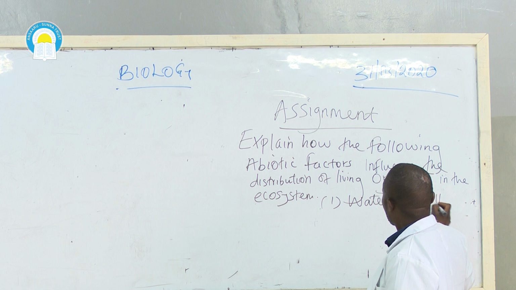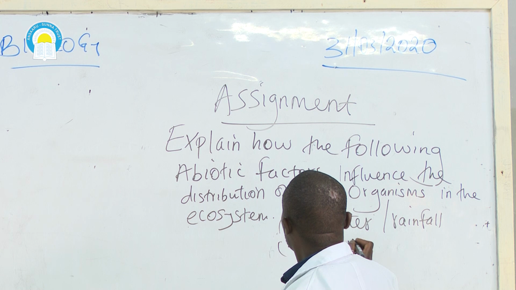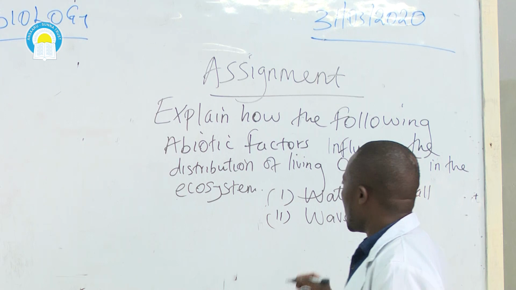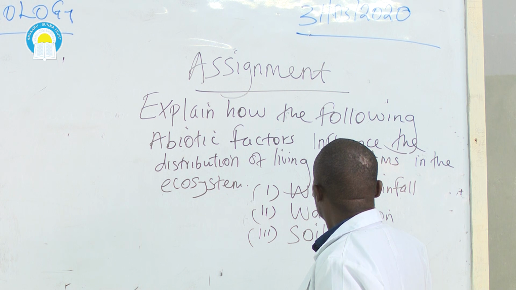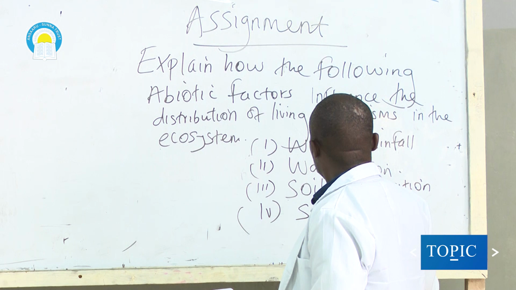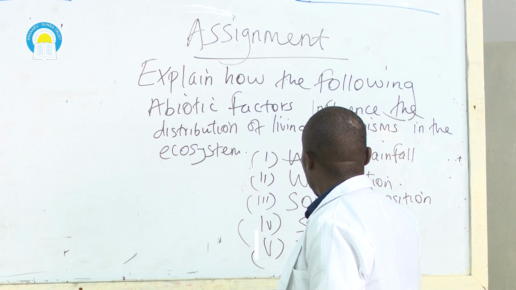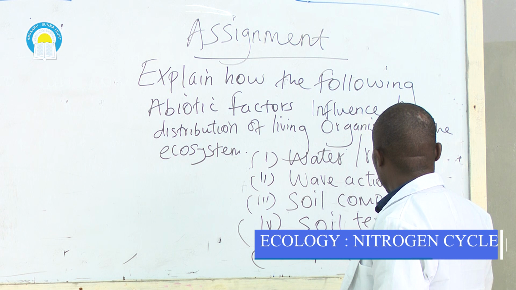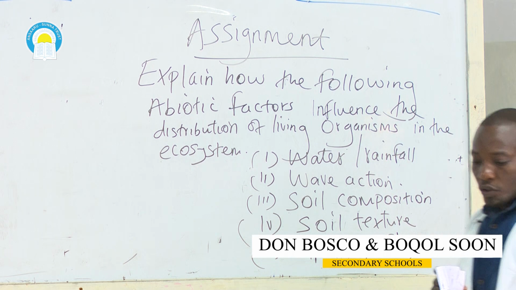Two is wave action, that's what we call currents. Three is soil composition. Four is soil texture. Five is topography. You need to do research on this. I should see five paragraphs, well written and well explained, using biological terms.